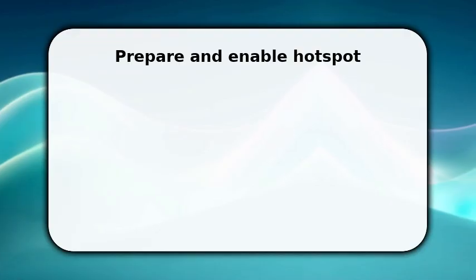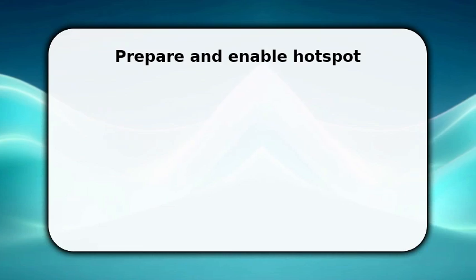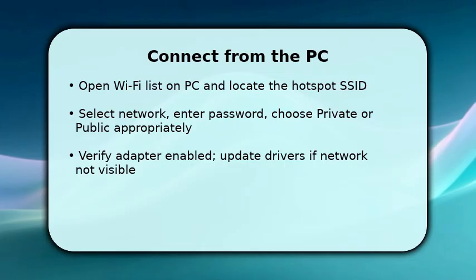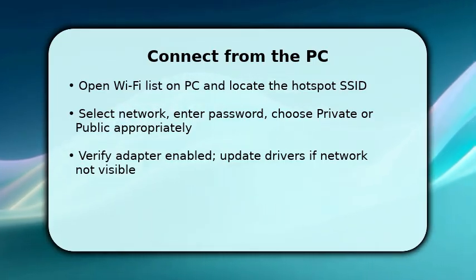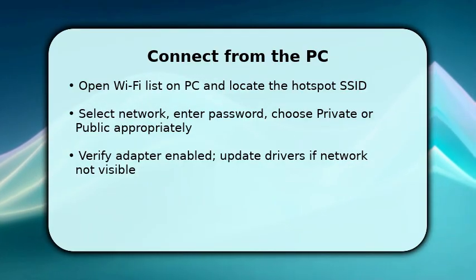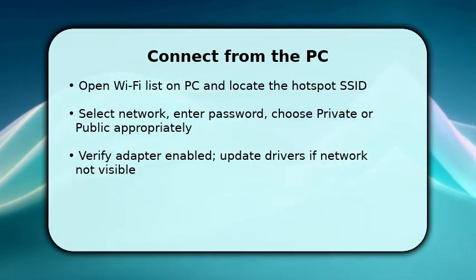Once done, leave the hotspot screen open so the network stays discoverable, and check any data limits so you don't exceed your plan. On the PC, open the Wi-Fi menu and find the hotspot SSID you wrote down. Select it and enter the password exactly, since the network won't connect with typos. Choose private if you're on a trusted device to allow file sharing, otherwise pick public.